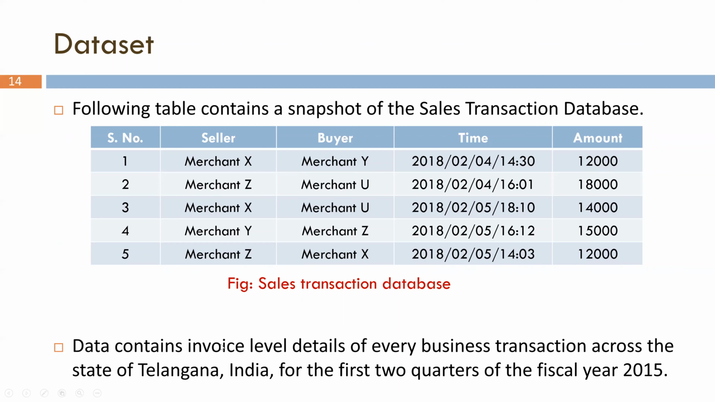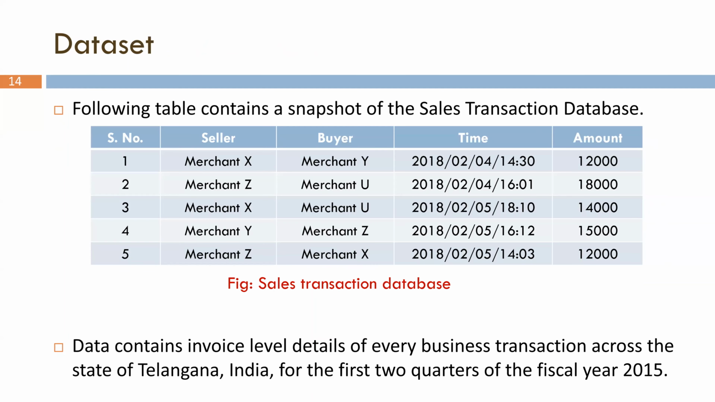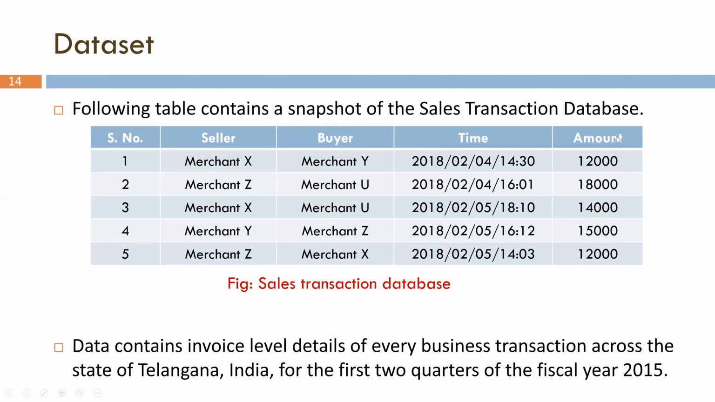And we have used the first 2 quarters of the fiscal year 2015 of the state of Telangana for performing this work. And we transformed this sales transaction database into a graph database where V denotes the vertex set, that is dealers, and E is the edges between them. And it is directed, and the weight of the edge is the amount. This amount is the weight.